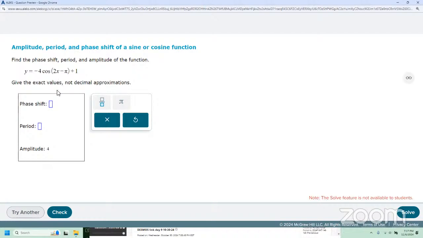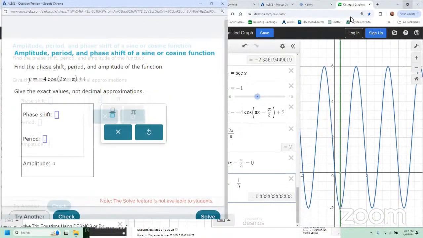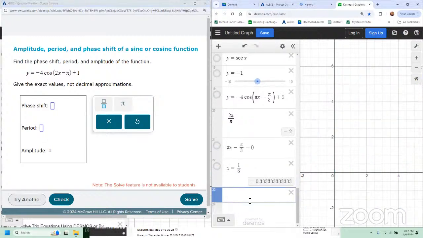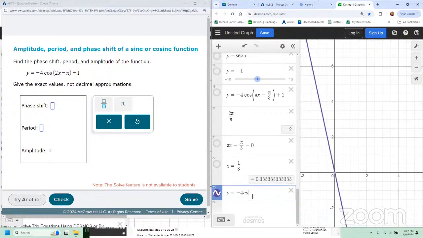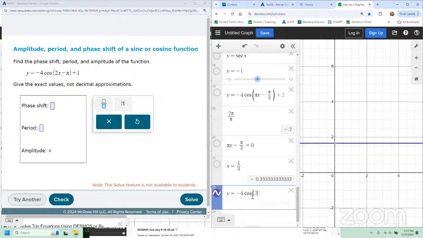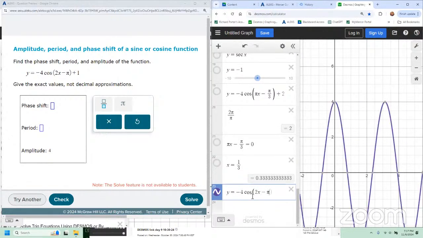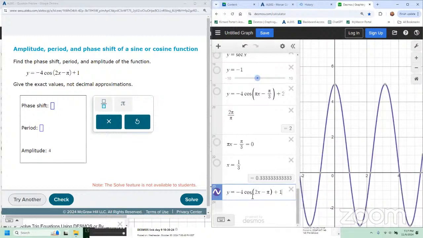Tatiana, what's the period going to be? Do you want me to graph it? Yeah. Okay, so let's graph it. First, let me turn all these off. I'm going to graph it. Y equals -4 cosine of 2x minus pi, plus 1. Okay, so what's the period?